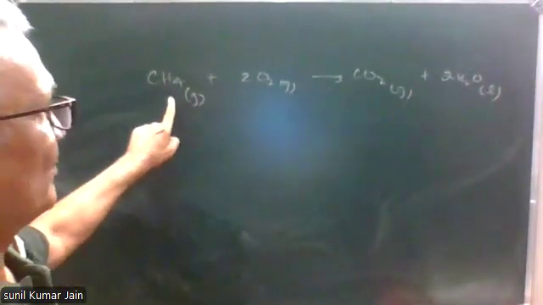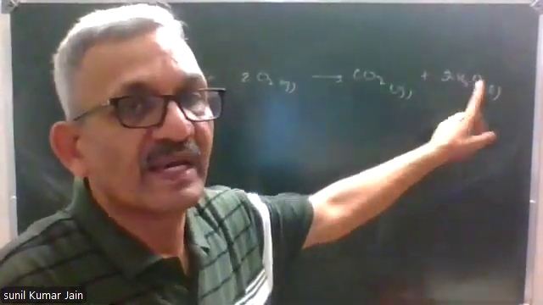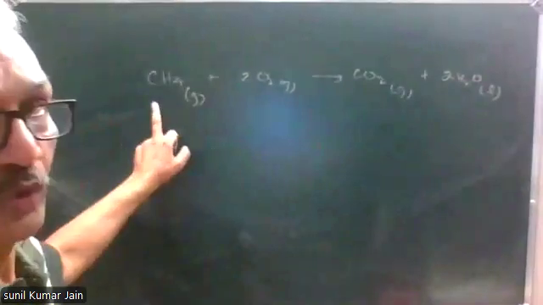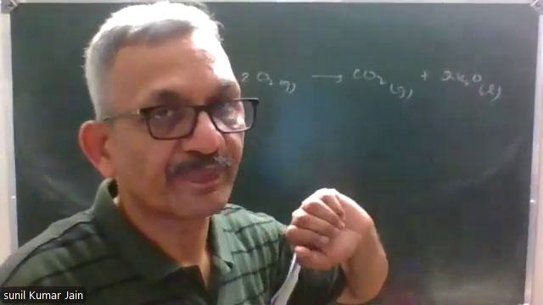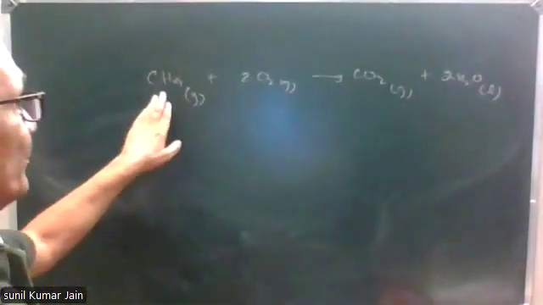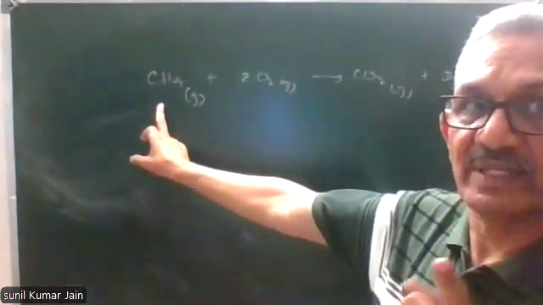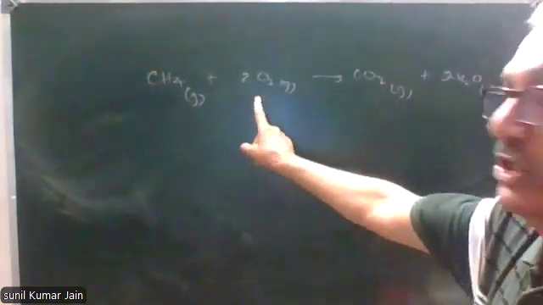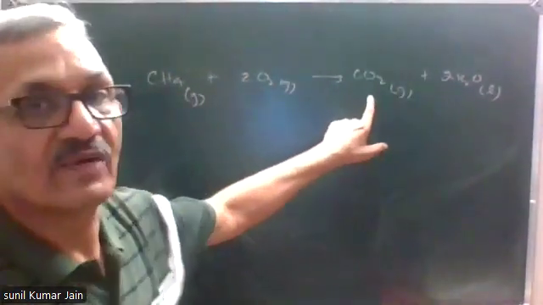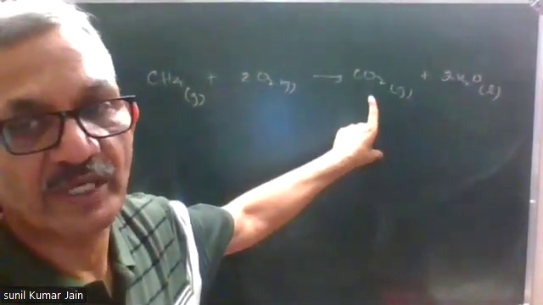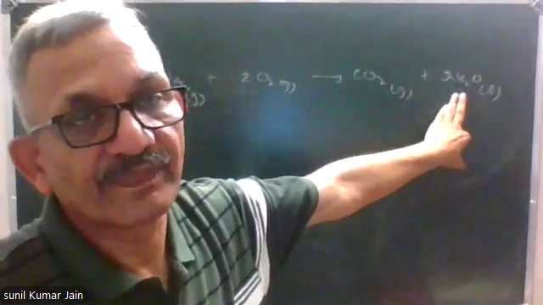See, I can say one molecule reacts with two molecules to give one molecule and two molecules of water. I can also say one mole reacts with two moles to give one mole and 2 moles of water. I can also say in terms of weight, 16 grams of methane, that is the molecular weight, reacts with 2 into 32, that is 64 grams of oxygen to give 44 grams of carbon dioxide, and we can also say 36 grams of water, right?